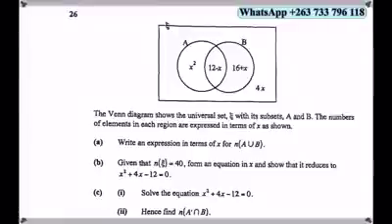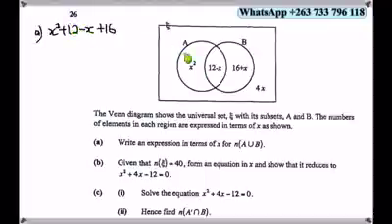Number 26. These are sets. A Venn diagram shows the universal set with its subsets A and B. The number of elements in each region is expressed in terms of x as shown. Find an expression in terms of x for the number of elements in A union B. So for A union B, we add everything in this case. So it's x squared plus 12 minus x plus 16 plus x.